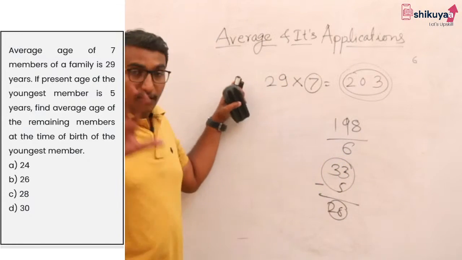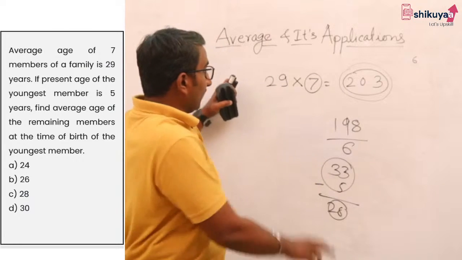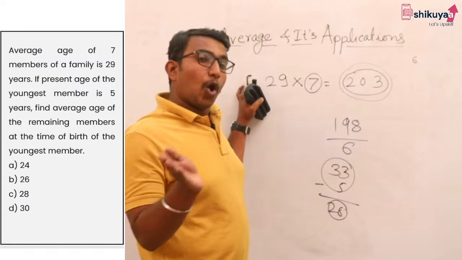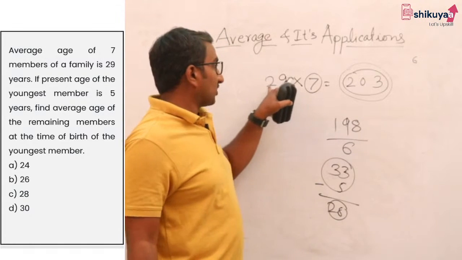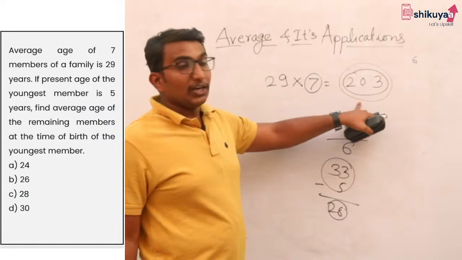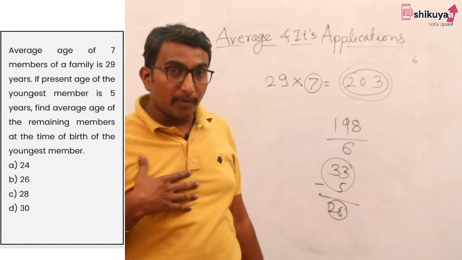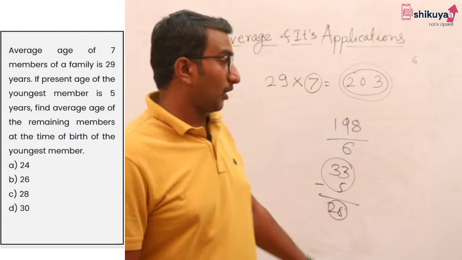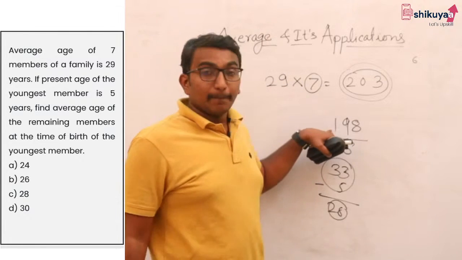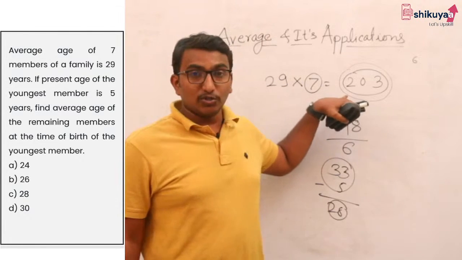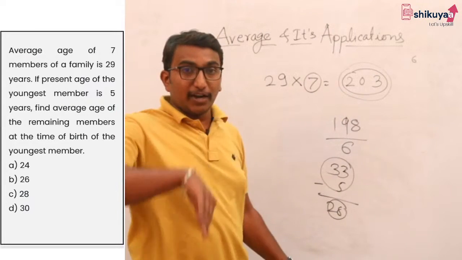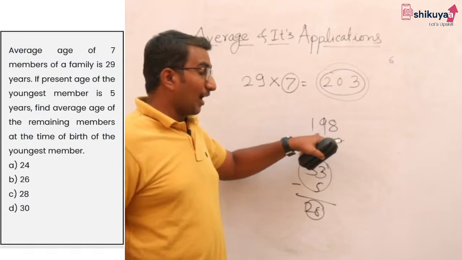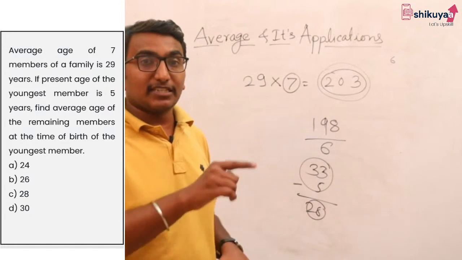Try to understand the procedure once again. I have first calculated the summation of ages of all the people in the family right now, that is 29 into 7, which came to be 203. Now what have we been asked to calculate? The average age of the family at the time of birth of the youngest member. So first I have excluded the youngest member whose age is 5 years. As I have excluded him, I have subtracted 5 from the summation. Now the current summation of the remaining 6 members is 198.